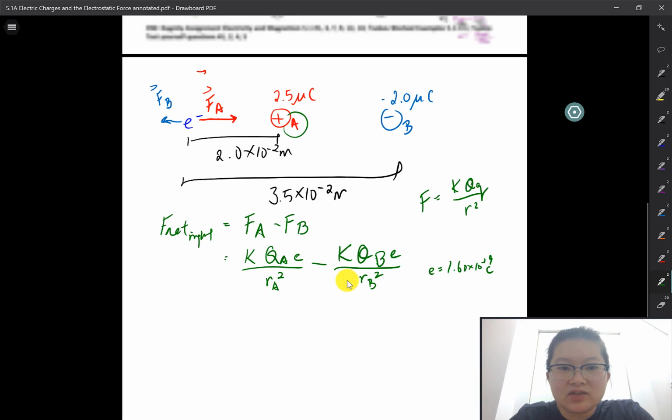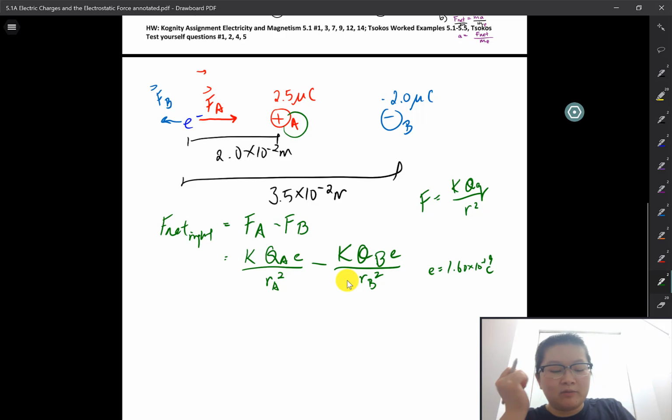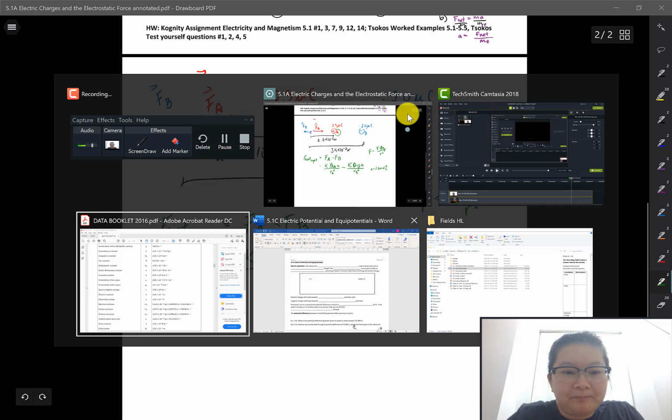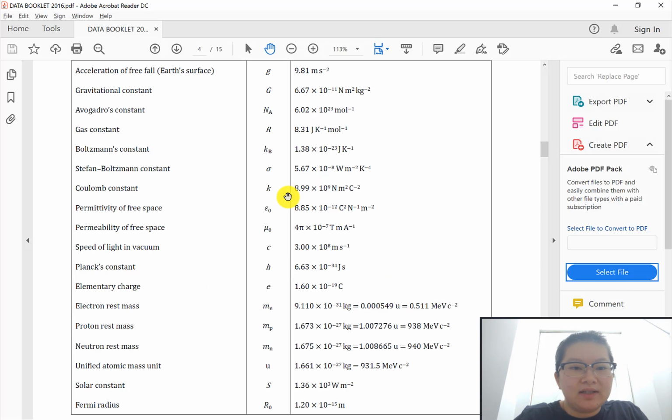And k is roughly 9 times 10 to the power of 9, according to your data booklet, which you can take a look at. It's right there: 8.99 times 10 to the power of 9. Very close to 9. I usually use 9, but it's probably a good idea to use this number for, say, an IB test.